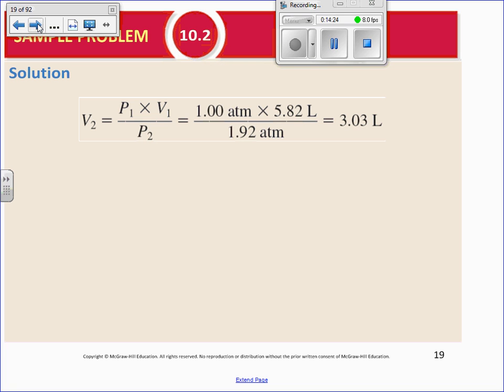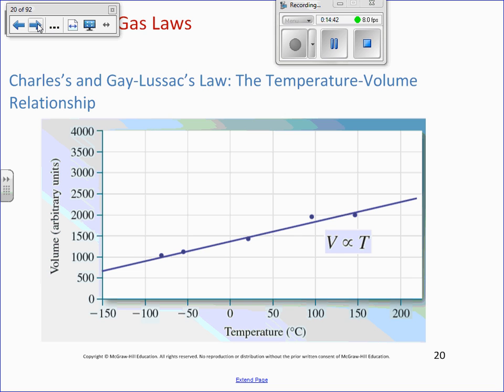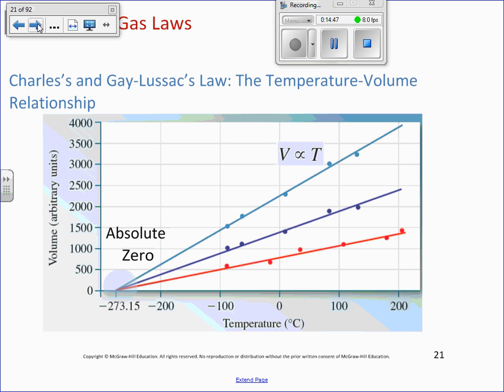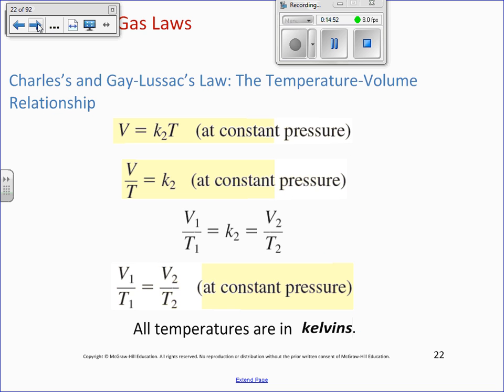So I can say the initial volume at an initial temperature would give me the final volume at the final temperature: V1 over T1. Volume is proportional to temperature. And if we plot volume versus temperature, we get straight lines. So V1 over T1 is equal to V2 over T2.